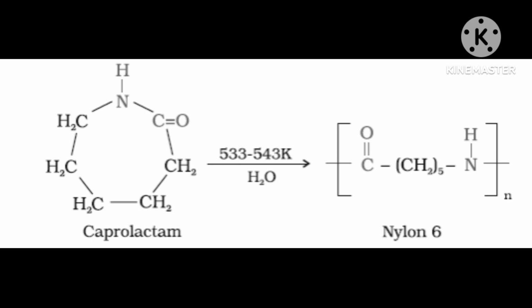Then this is the repeating unit. You can write it in brackets, and outside down you write n. This is called nylon 6. Now we will ask, why nylon 6? From where did 6 come? Now you can see CH2 whole 5, then 5 carbon and CO, that C, total 6 carbon. That's why it is called nylon 6.